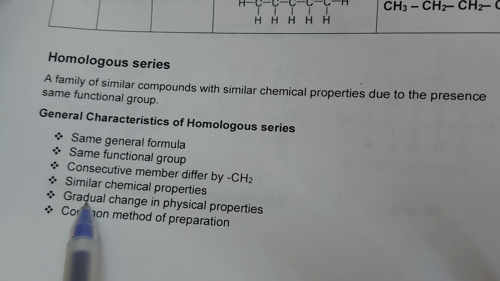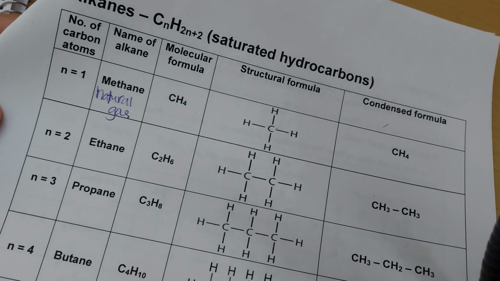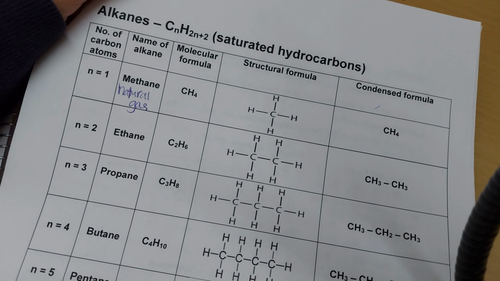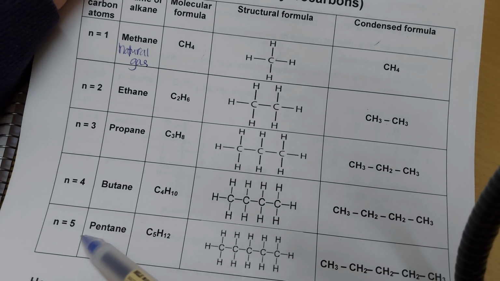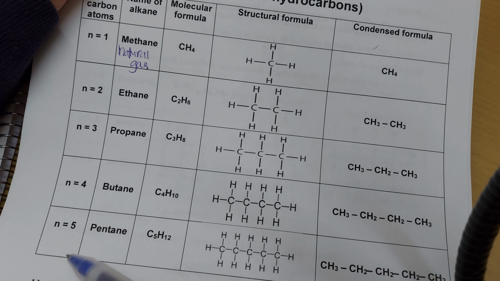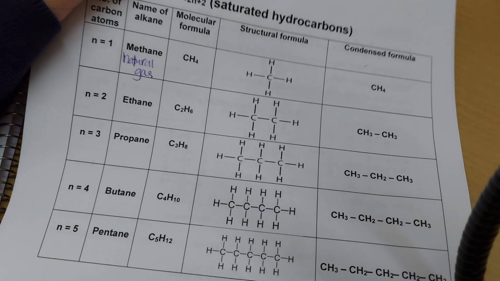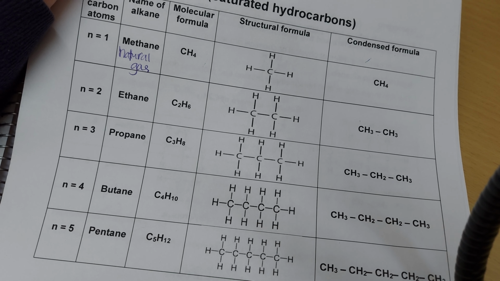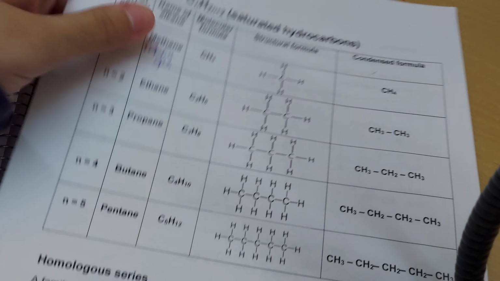The next one is gradual change in physical properties. So if we look at the homologous series of alkanes, we're gonna see here that the first 4 members are gases, but then the 5th member is a liquid. And if we go down the homologous series of alkanes, we're going to find a change in the physical state. Physical state means whether it's solid, liquid, or gas.